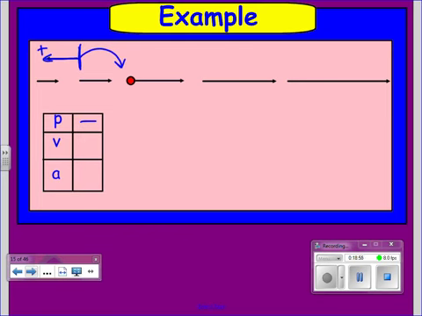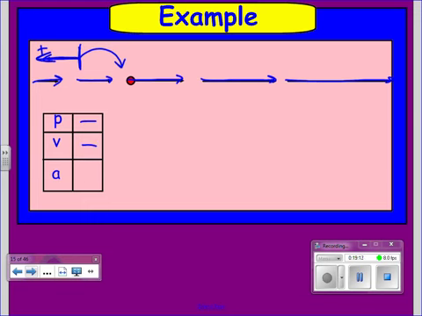What is the sign of my velocity? Notice the velocity arrows are pointing in the opposite direction that I said was positive. In this problem, positive is to the left, but my velocity arrows are pointing to the right. Therefore, my velocity is negative.